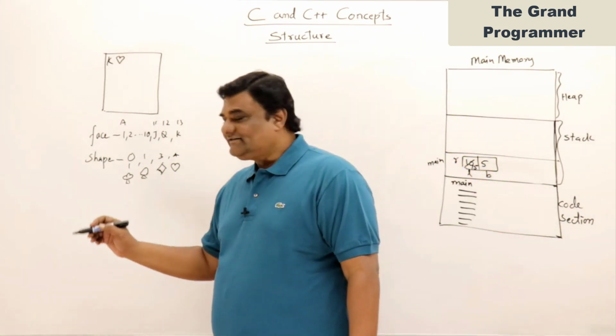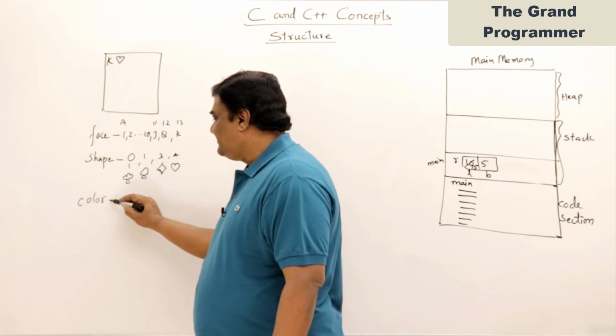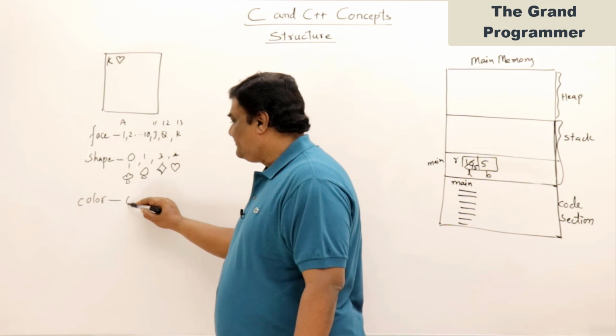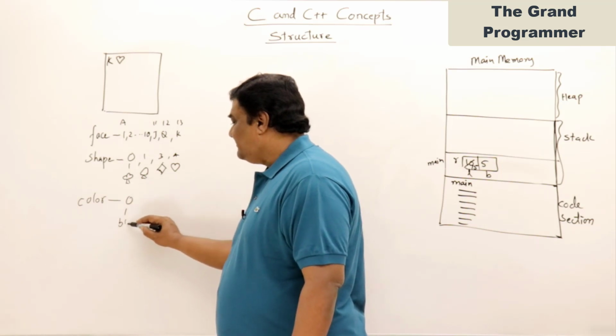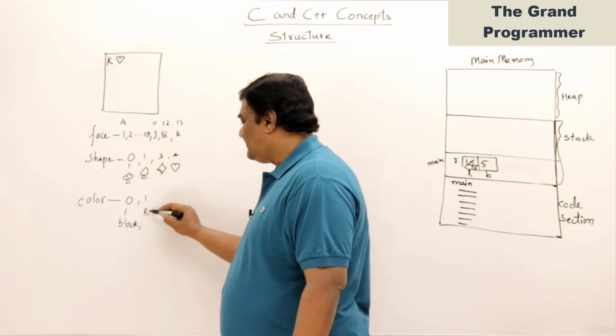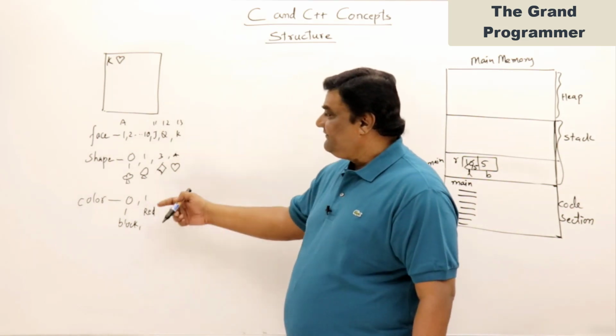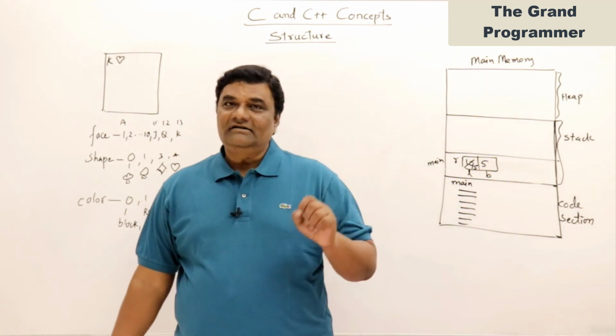Then the next thing is color. As there are only 2 colors, I will define colors also in terms of codes. Let us say 0 for black color and 1 for red color, right? So 1 for red color. So black and red color. This is how we can define a playing card.